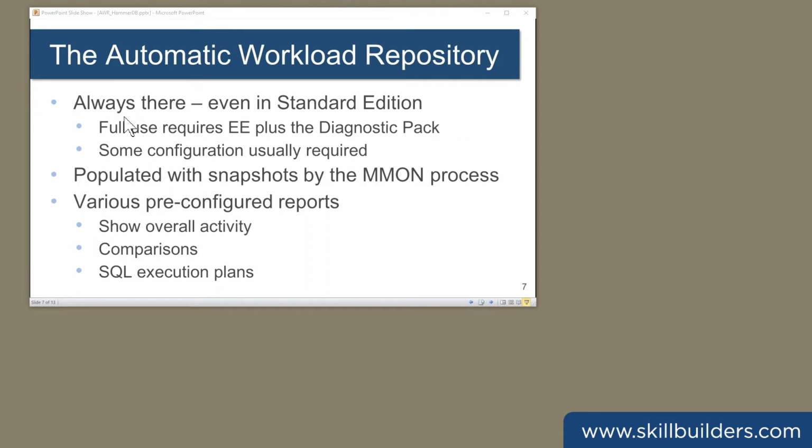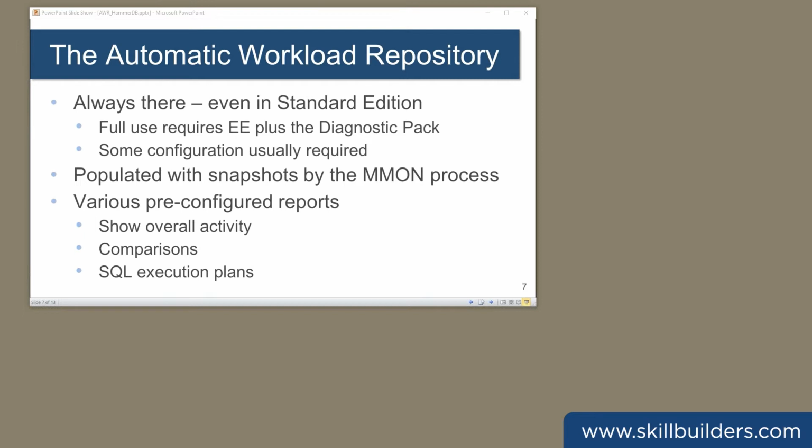So some configuration usually required, not much, but a bit. The configuration is usually to manage the snapshots. The Automatic Workload Repository is populated with what they call snapshots. Now, a snapshot is in effect a copy of a vast number of $V views: $V session, $V SQL, $V lock, $V wait event, hundreds and hundreds of $V views. And a snapshot is in effect a copy of them all.